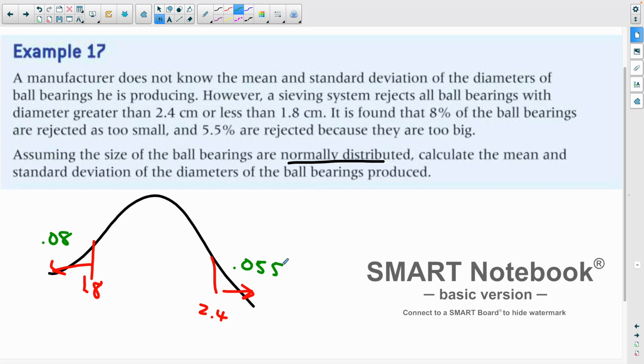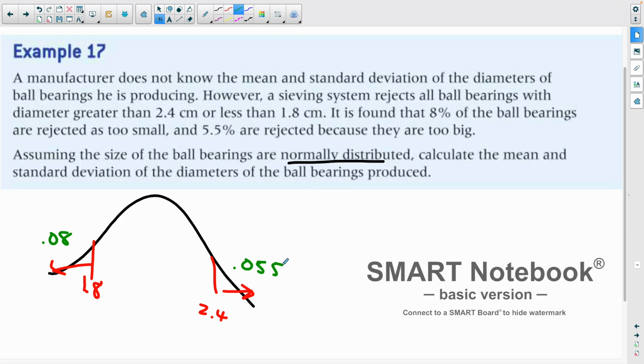Could you tell me the mean? No. What if they were 8% on both sides? Yes. Then it would be in the middle, correct? So if it's the same, then I could do it. But because they're different values, I don't really know where the mean is. All right, so I'm going to have to use something else. And I don't know my standard deviation either.